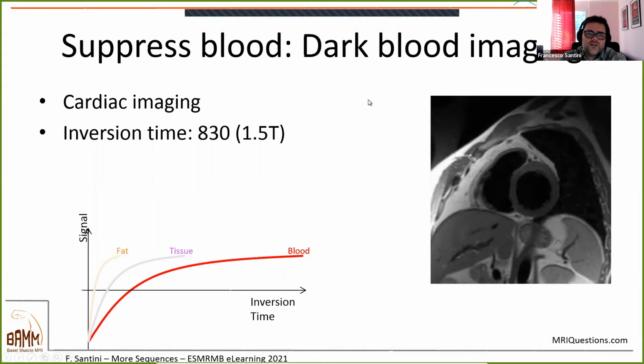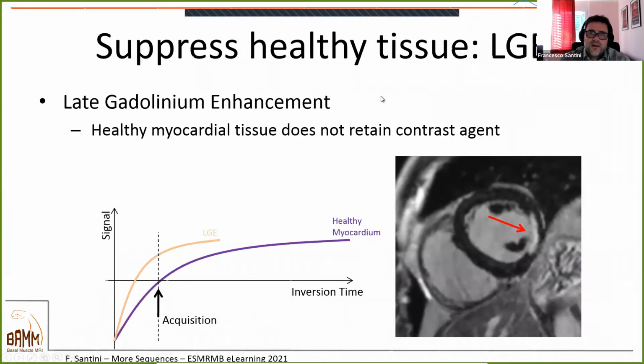But they're all kind of the same. And then still in cardiovascular imaging, you can also want to suppress the tissue. So we suppress the CSF, we suppress the blood, we suppress the fat. The only thing that is left to suppress is the tissue. And one could say, okay, why would you suppress the tissue? What's the point? But in this technique, the late gadolinium enhancement is a very, very much used technique in the heart. We actually want to suppress the normal myocardial tissue because we want to highlight the tissue that retains gadolinium.